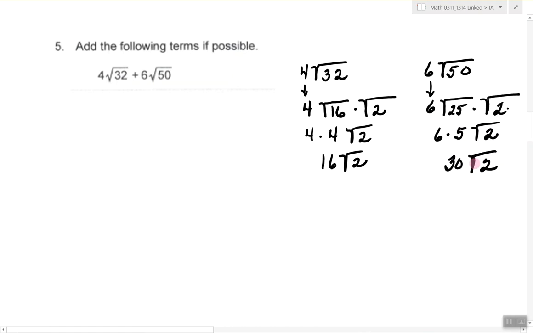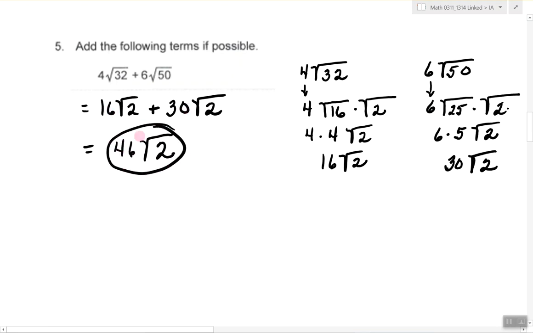Let's bring both of these over here. So underneath the first one, it is 16 times the square root of 2, plus underneath the second one, it is 30 times the square root of 2. You are not guaranteed always and forever that you will get like radicals, but you do many times in these academic problems. So square roots of 2, I have 16 and 30. Add them together for 46 times the square root of 2.